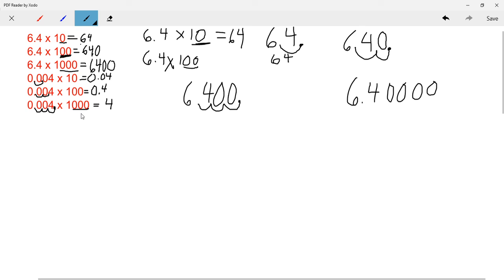So hopefully this is pretty clear. I think this is the most straightforward way of doing this. So really, this is how I think about it when I'm multiplying by 10, is just kind of moving the decimals. So yeah, hopefully this is helpful.